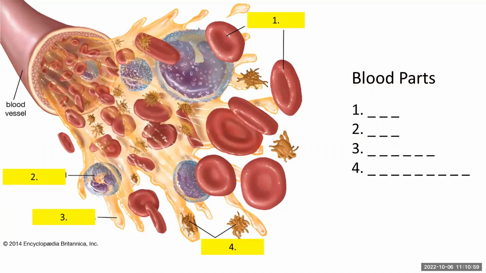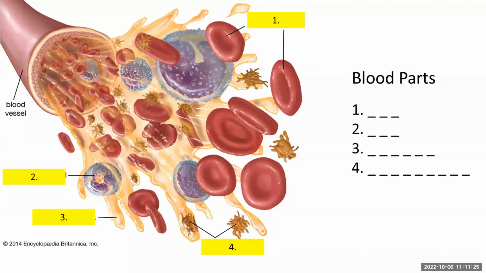The second one is a WBC. Those are our white blood cells. The third one is plasma. Plasma is the background of the blood. It's the liquid, the juice that moves through the vessels, and it's a conduit for everything else, because the red blood cells and the white blood cells don't move by themselves. They have to be suspended in plasma to get around.